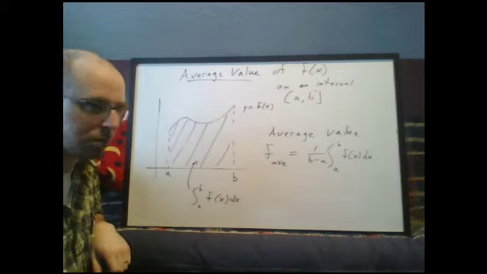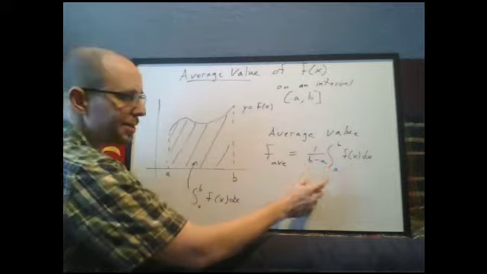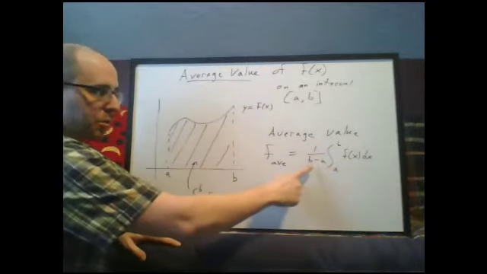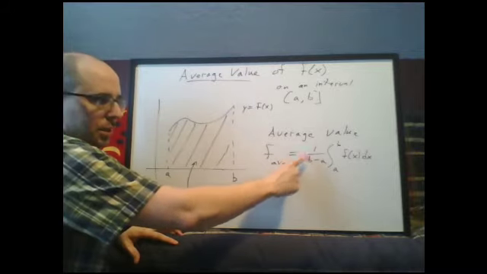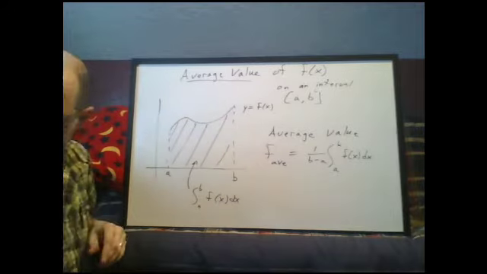Okay, so it comes out to be 1 divided by b minus a. That's just going to be a number. So this problem is just going to end up being you integrate the function and then you divide by this number, or you multiply by this fraction here. Okay, it doesn't really make the difficulty any more.